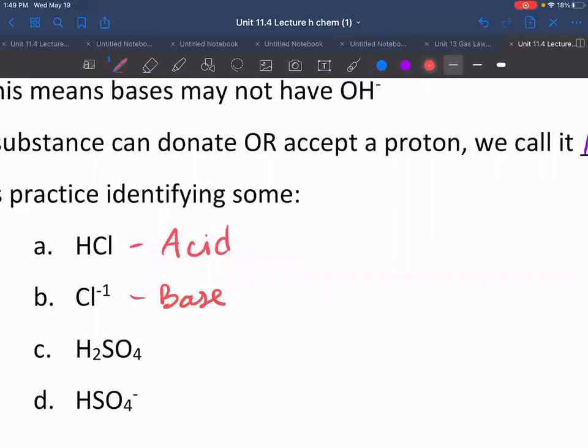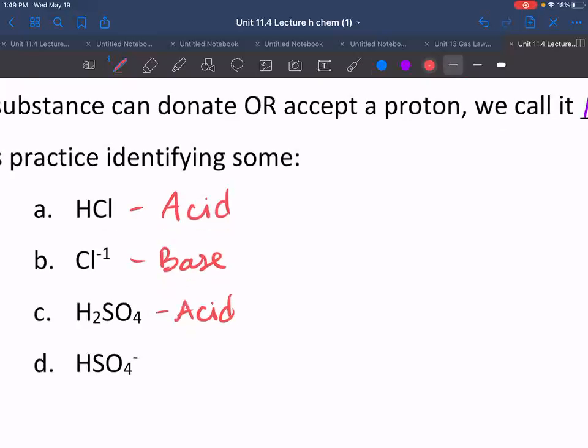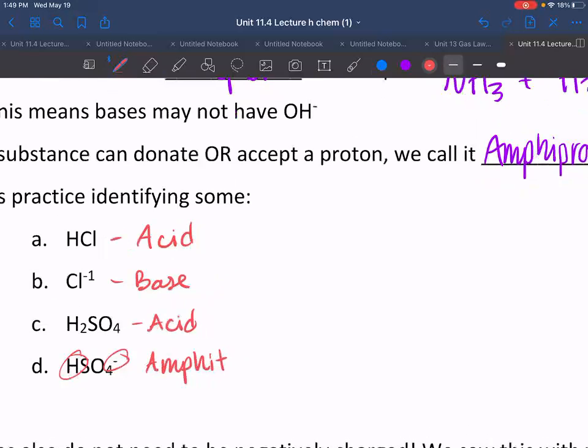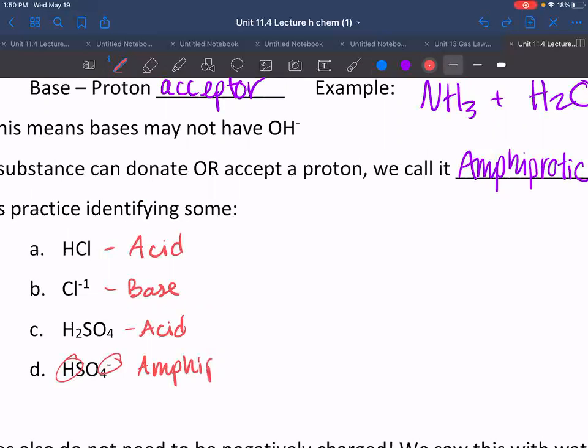This next one here, do we have hydrogens we could donate? Yes. Does it have a charge? No. Only an acid. Last one here, do we have a hydrogen to the left? Yes. What about a charge? Yes. Amphoteric. Or protic, I mixed up the two. One of them is, I think, a little bit more of a blanket term, but you'll hear both. Okay, any questions about these?